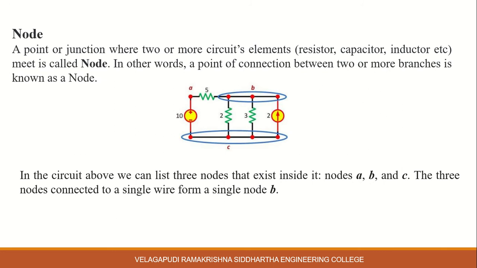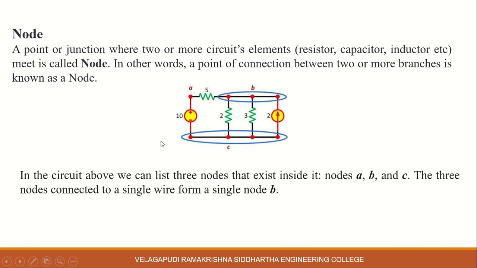Node. A node is a point or junction where two or more circuit elements meet. Here, circuit elements are nothing but resistor, capacitor, inductor. Simply, a node is the connecting point of two or more elements. In other words, a point of connection between two or more branches is known as a node.